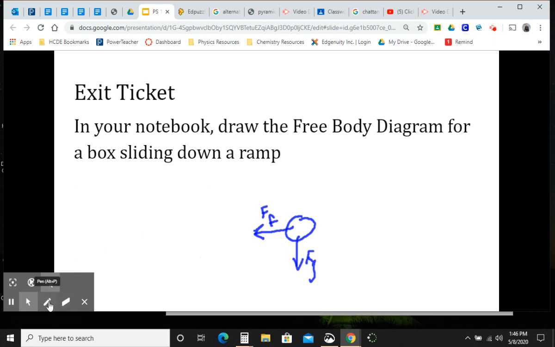So if you're doing this online, you don't have your notebook, so you're not going to do an exit ticket. And if you're doing this on Edpuzzle, you can't really draw a picture, so you're kind of off the hook for our exit ticket, but you do have to do the worksheet about free body diagrams. So you can watch this video again as many times as you need to see what I'm doing with free body diagrams, but the worksheet should be pretty straightforward. So good luck, and I'll see what you come up with.